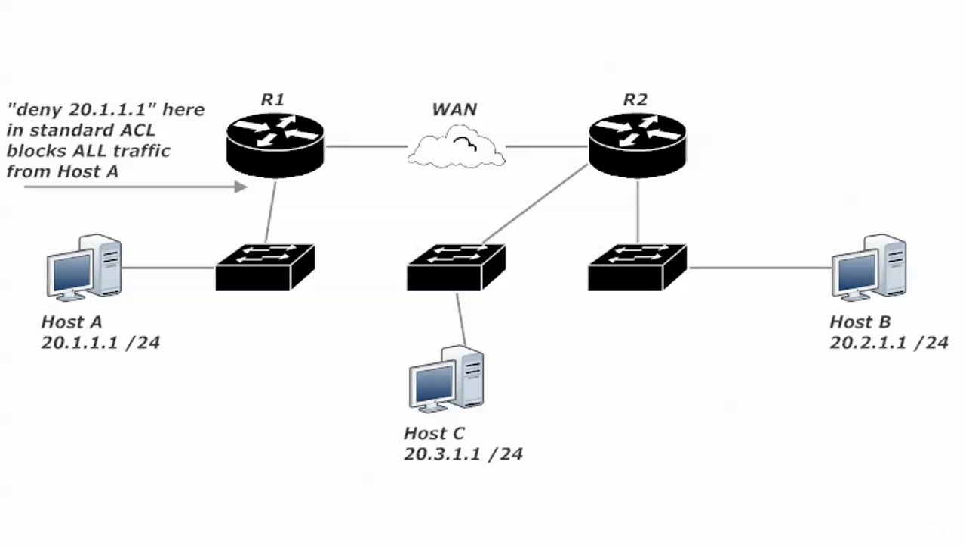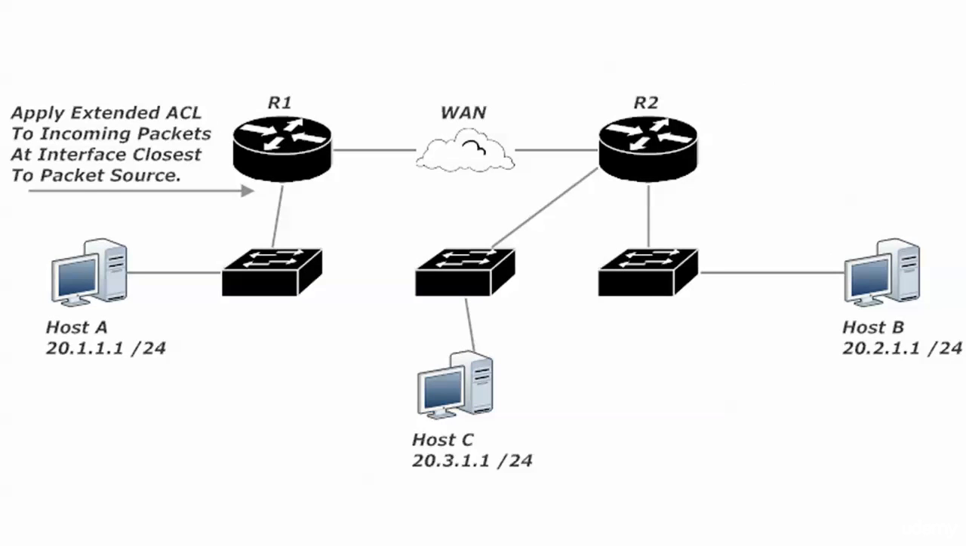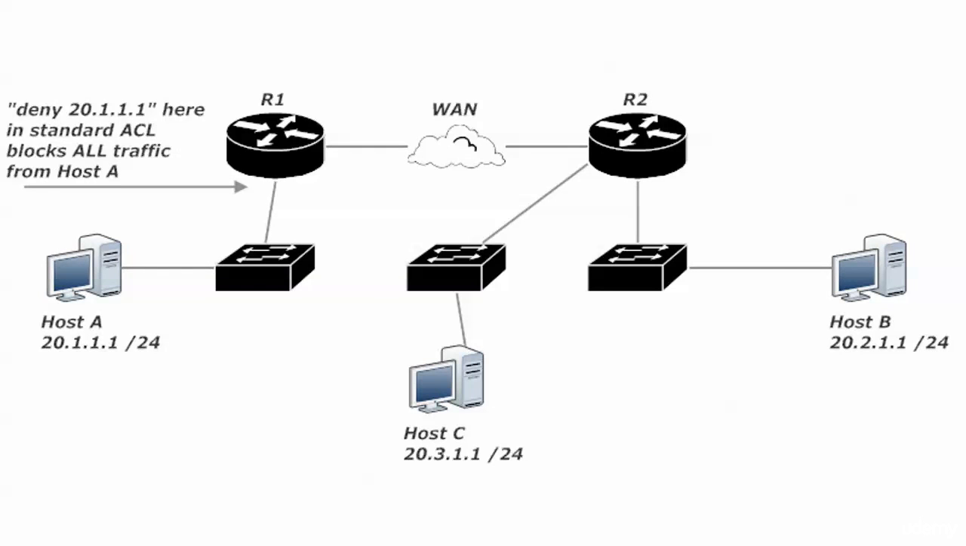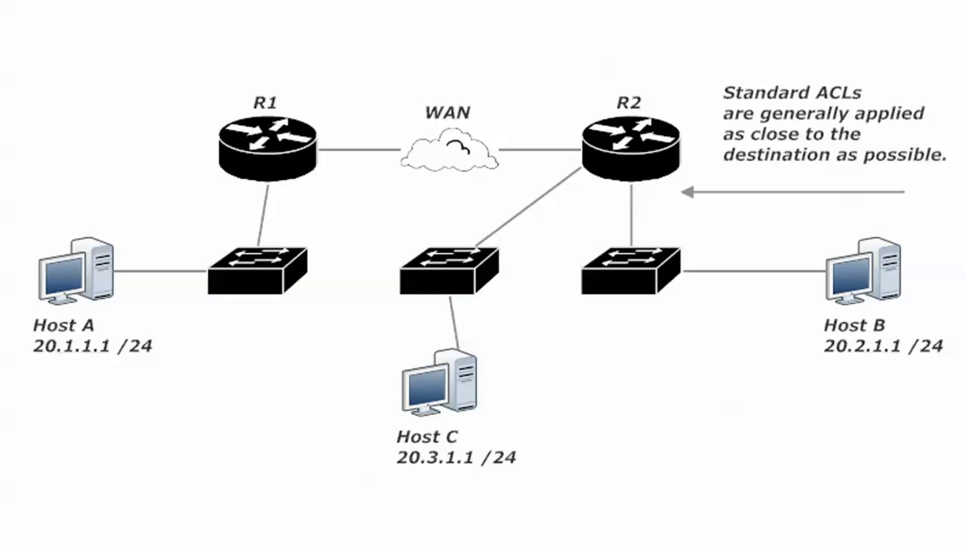But again, just a couple of great rules of thumb here. If you're using an extended ACL, filter the packets as close to the packet source as you possibly can, and using a standard ACL, that is likely going to force you to apply it as close to the destination as possible. That is enough placement for right now.